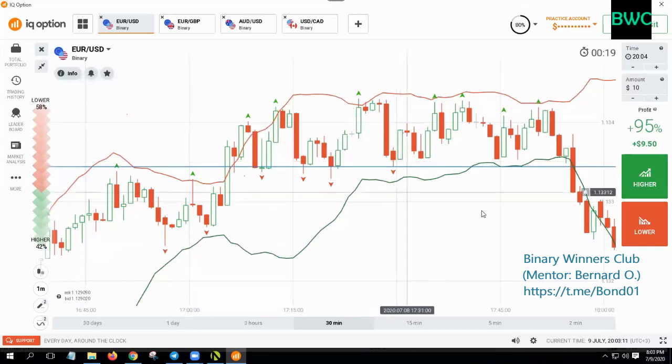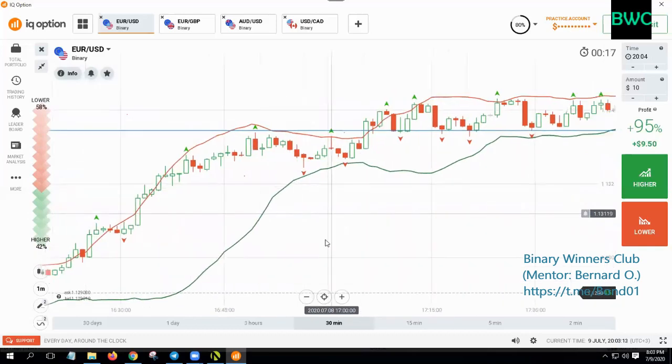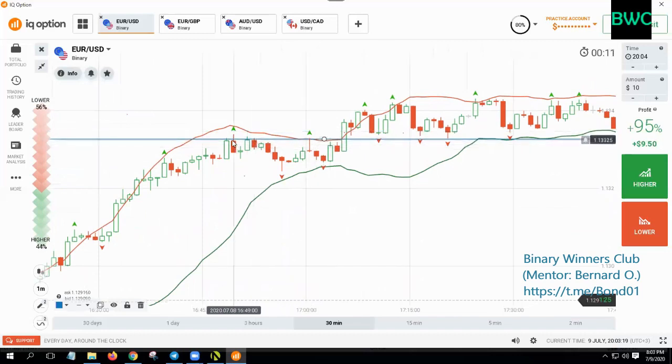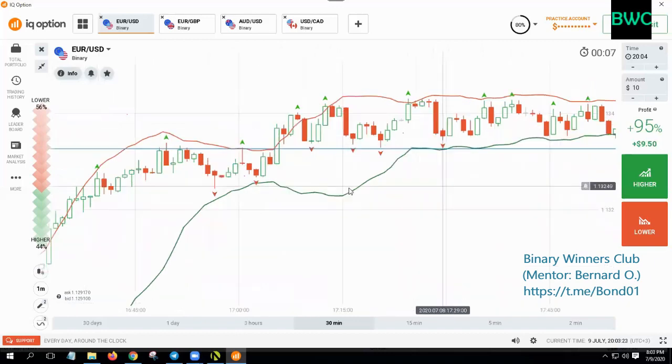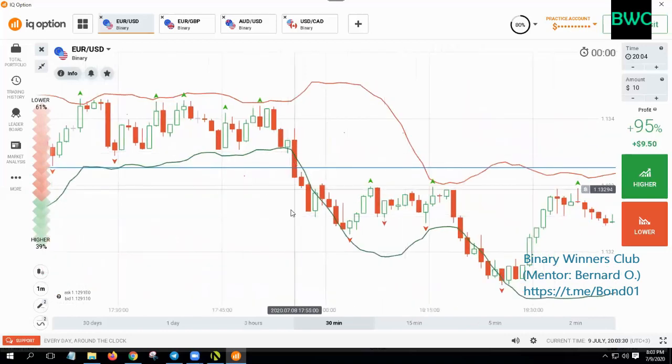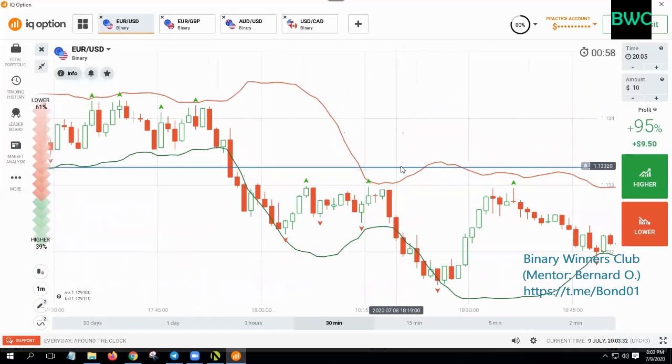This one touches, but this one did not come, so that is one that you would have skipped. Ideally, you also know that if a fractal resistance has been broken to the upside, when a candle comes back to that zone, if a candle stops on this line, you can call. But now what happened is a breakout, no touch. Same thing is happening here.